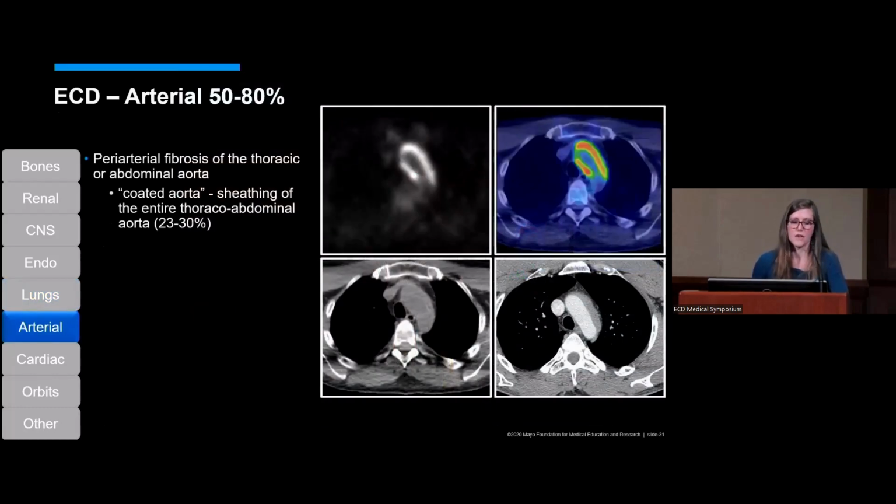Moving on into the arterial system, commonly you see this periarterial fibrosis along the aorta. If it's sheathing the entire aorta, it's sometimes called the coated aorta. And on these images here, you see intense FDG uptake surrounding the aortic arch. And then on the contrast enhanced CT, you're better able to appreciate the soft tissue thickening as compared to our non-contrast CT as part of the PET scan.